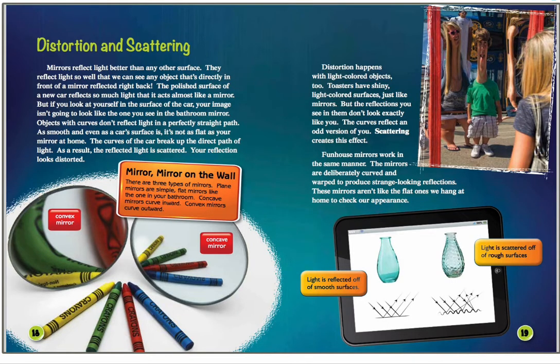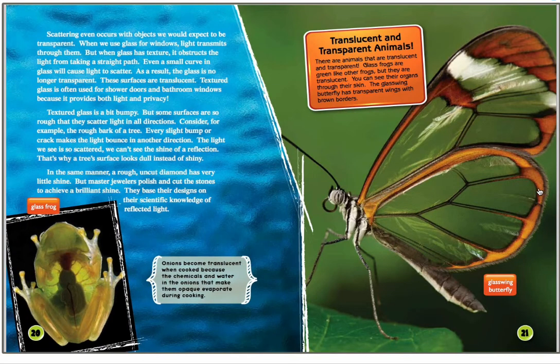Distortion happens with light-colored objects too. Toasters have a shiny light-colored surface, just like the mirrors, but the reflections you see in them don't look exactly like you. The curves reflect an odd version of you. Scattering creates this effect. Funhouse mirrors work in the same manner. The mirrors are deliberately curved and warped to produce strange-looking reflections. These mirrors aren't like the flat ones we hang at home to check our appearance. So we have light reflected off smooth surfaces, and light off a rough surface kind of bounces all over.